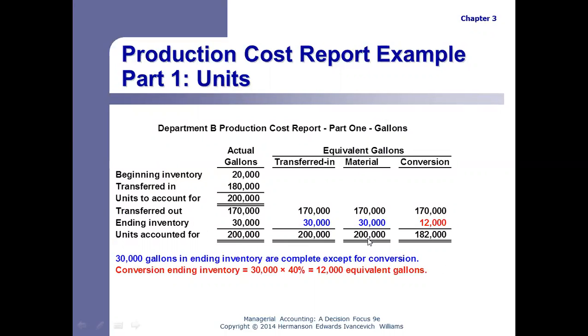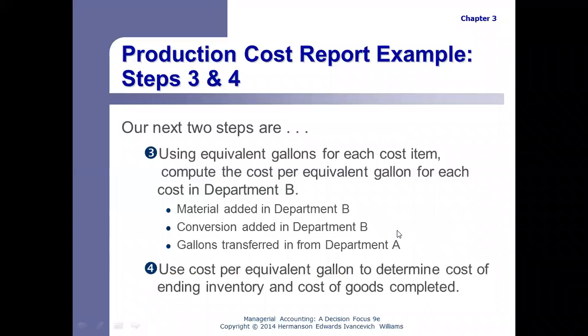That's the equivalent units of materials. 182,000 gallons of conversion cost. That's the equivalent units for conversion cost. Okay, so the 200 and the 182.